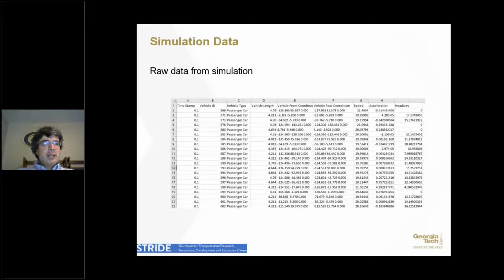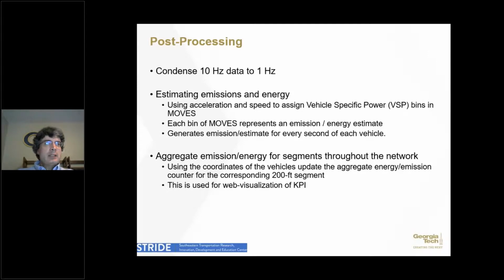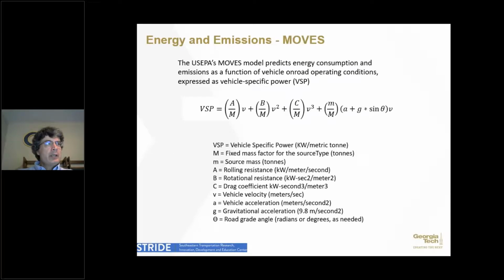We've all seen this kind of stuff before, right? It's just the raw data that comes out of Vissim, so we get our raw trajectory data. Next slide. Post-processing, that's what I already just talked about. Go to the next slide. Doing all right on time.